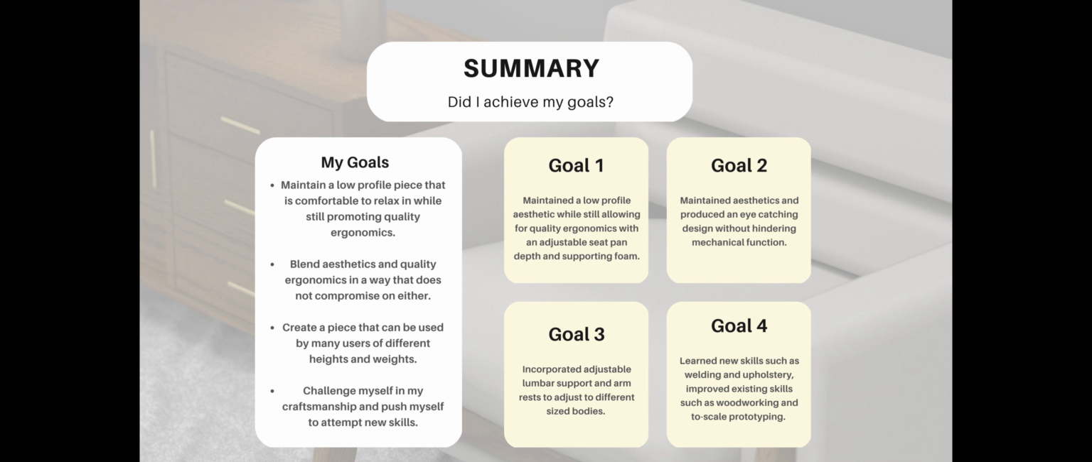My second goal was to blend aesthetics and quality ergonomics in a way that does not compromise on either. I maintained aesthetics and produced an eye-catching design without hindering my mechanical function and making my form work with my mechanics. For my third goal, to create a piece that can be used by many different users of heights and weights, I incorporated adjustable lumbar support and armrests to adjust to different bodies. I was able to adjust the seat pan depth as well to adjust for shorter and taller people. And I made sure that my seat pan was wide enough to accommodate many different body types.